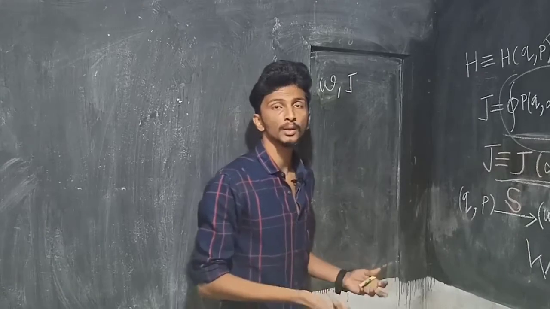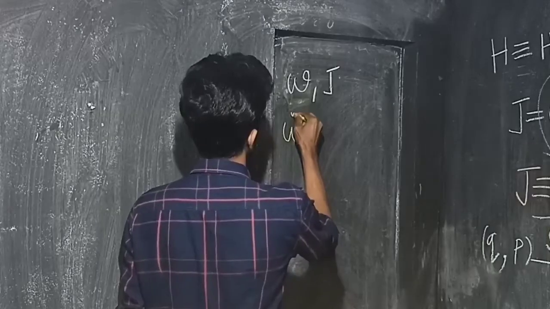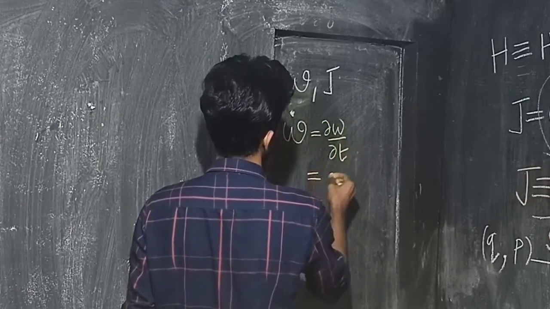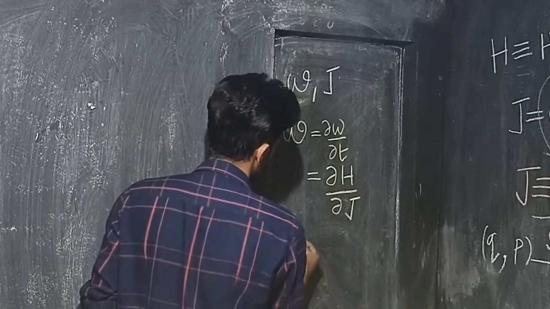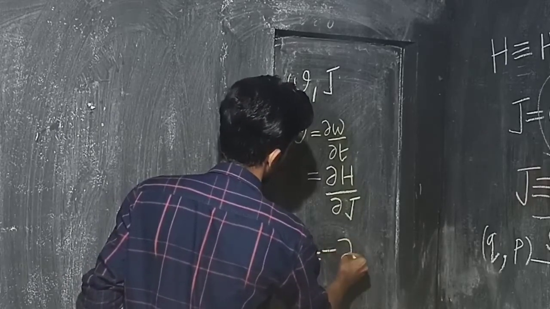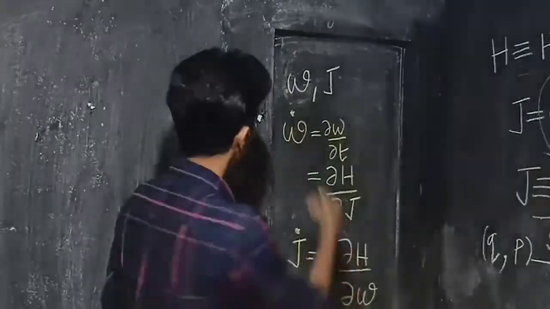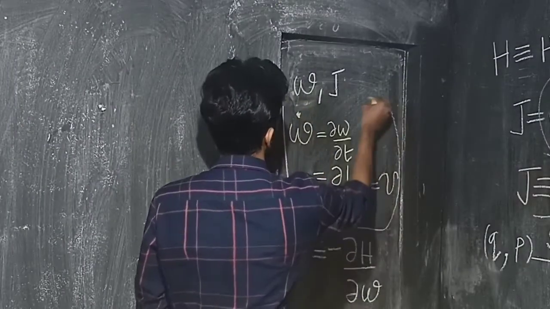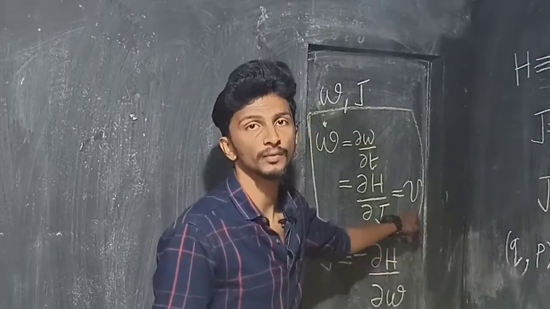So let me ask you, what are the new Hamilton's equations in this new phase space? The new Hamilton equations are omega dot, which is equal to dou omega by dou t, which is equal to dou H by dou J, and the other Hamilton equation is J dot, which is equal to minus dou H by dou omega. These are the new Hamilton's equations. Let me take this omega dot as mu. This is the central idea of action angle variables. Now our target is to show this mu is the frequency of the periodic system.